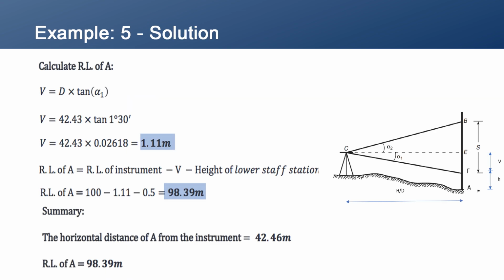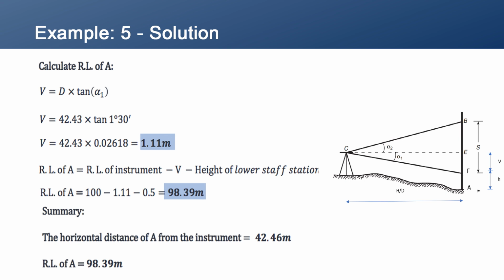Now, to find the RL of the A, let us calculate the vertical distance. This V can be calculated by considering the alpha 1. So, the formula is V is equal to D tan alpha 1. V is equal to 42.43 into tan 1 degree 30 minutes, which is equal to 42.43 into 0.02618, which is equal to 1.11 meter. So, the reduced level of A is equal to reduced level of the instrument minus V minus height of the lower staff station.